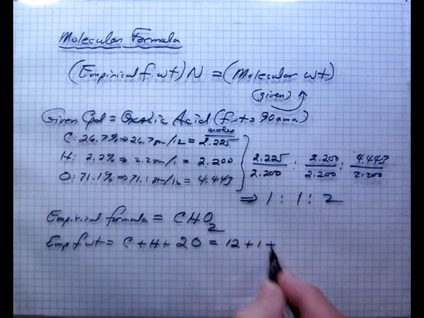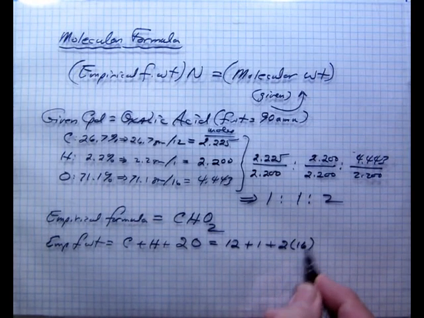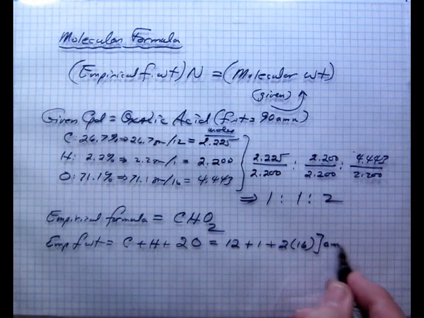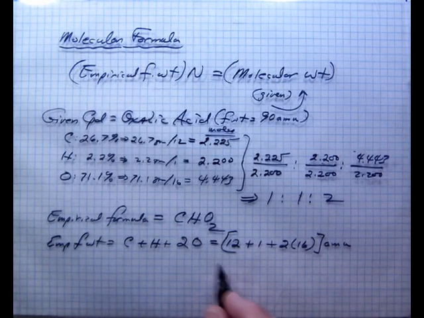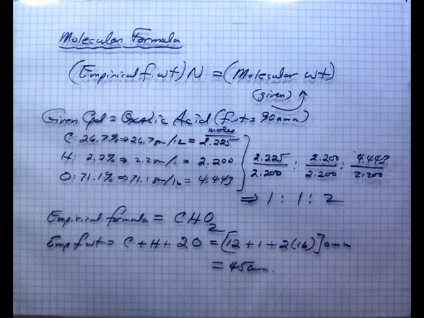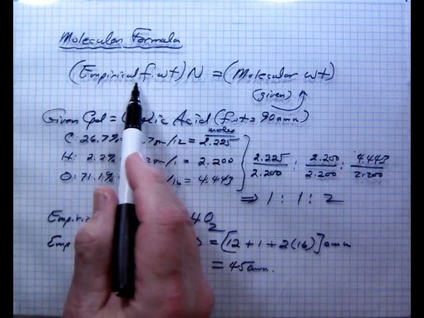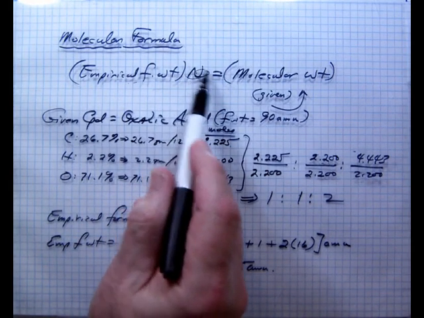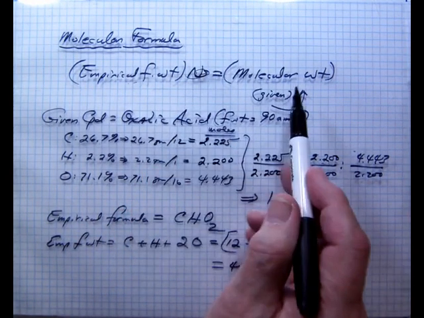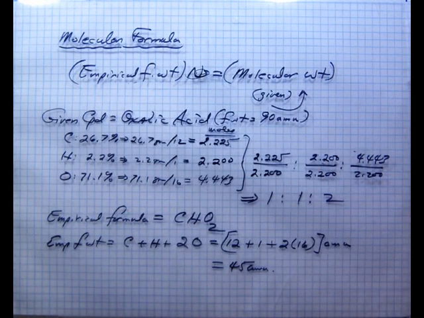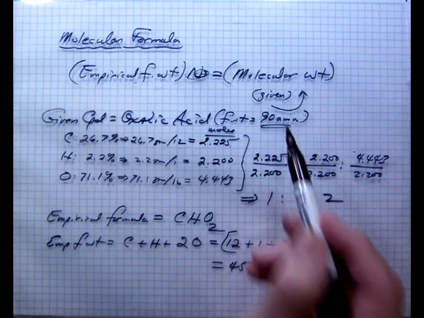12 plus 1 plus 2 times 16. And you can use AMUs if you wish. So the empirical weight is 45 atomic mass units. Using the empirical weight times n, which is our objective, the whole number multiple, set it equal to the given mole weight.